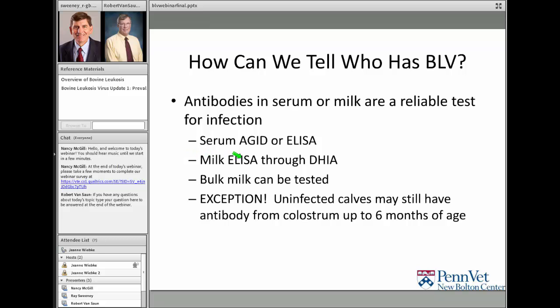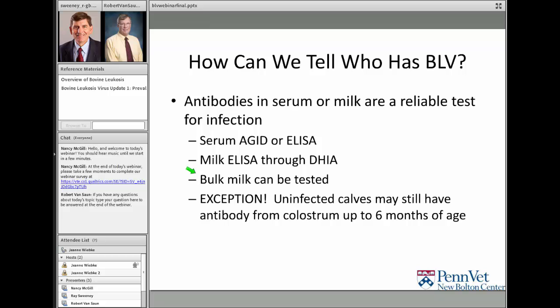And the milk ELISA test is now available through some of the DHIA organizations, and so that's a fairly convenient sample to test. Bulk tank milk can be tested as a sort of whole herd test, and it's been shown that if you have one cow infected out of 100, those antibodies should show up on the bulk test. So that's a way you can screen a herd.